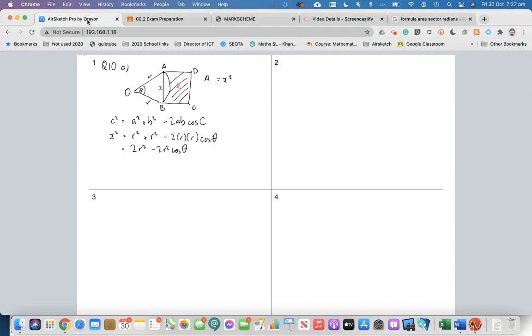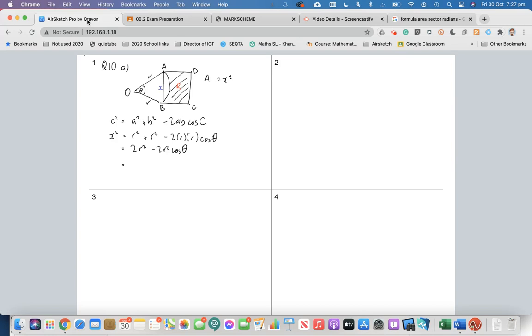Please, please, please remember that you can't subtract those two r squareds from each other because there is a multiplication between these two things, and that has to take precedence over subtraction. So you can't take them away, nor do you want to, because it won't get you the answer that you've been asked to find anyway.